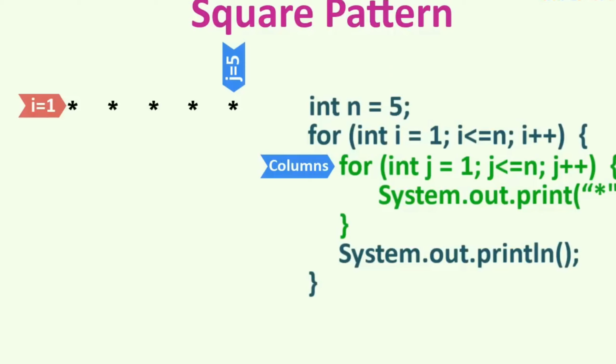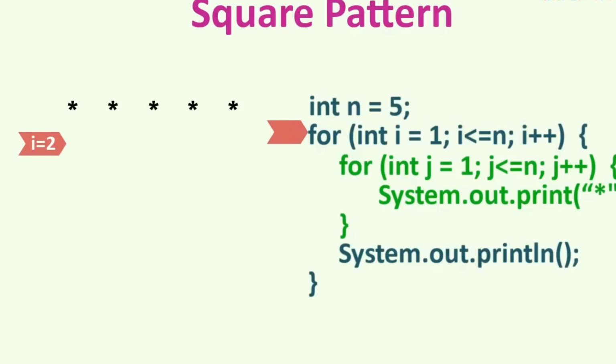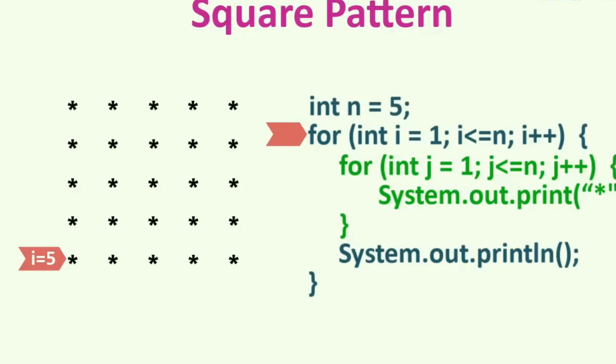Once the inner loop is finished, it executes the println statement to go to the next row. The control comes back to the outer loop and the outer loop increments by 1. So row 2. Again the inner loop prints 5 columns as it will again start from 1 to 5. Then the println statement takes it to the beginning of the next row. This repeats for all rows till i reaches 5 and then we exit from the outer loop.